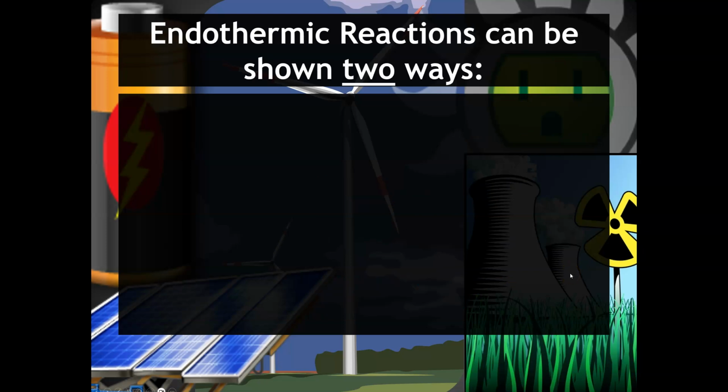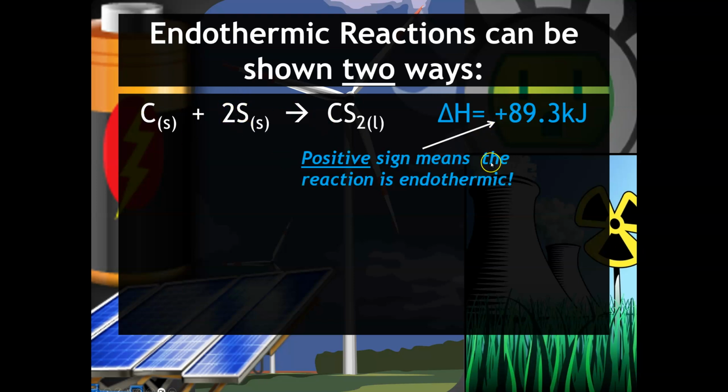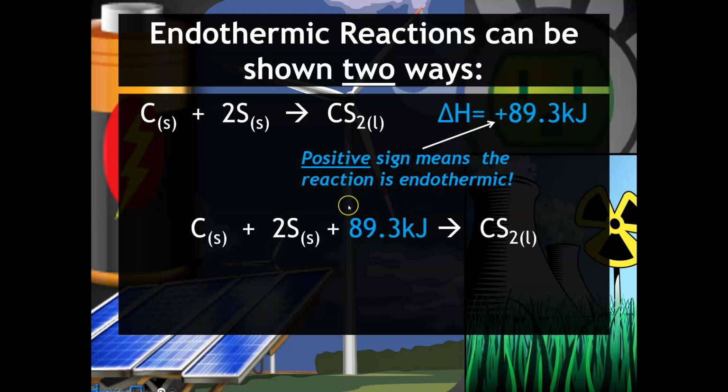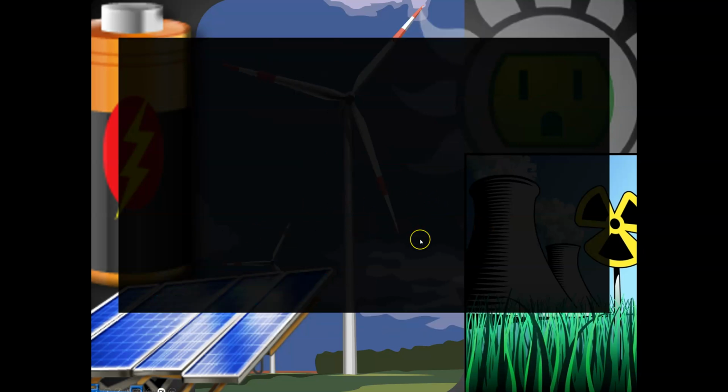Now for the endothermic, let's talk about it this way. Endothermic means that I need to put energy in. So in this example, I'm putting 89.3 kilojoules on the reactant side, and the positive sign means it's endothermic. I'm saying that I'm applying energy to move this reaction forward, and that's going to be basically applying some heat using a Bunsen burner or some sort of flame to actually start this reaction. This reaction is endothermic because I'm putting it on the left-hand side.